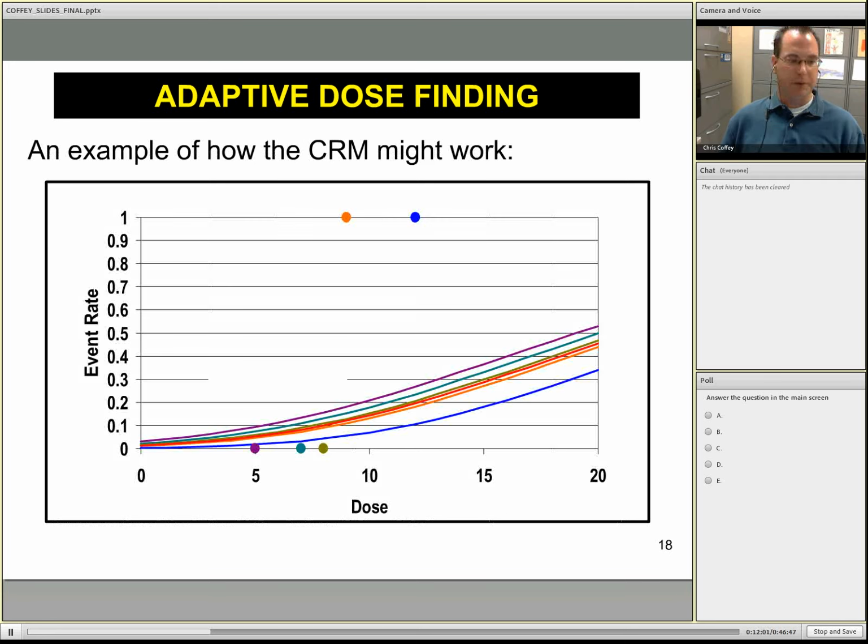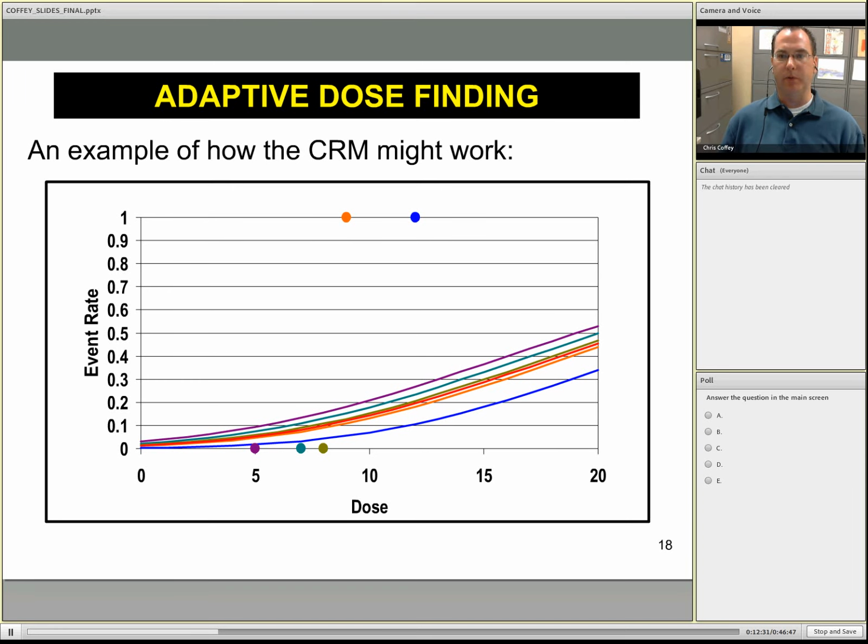When you proceed on, that first subject is the purple dot that you see here. They do not have a dose-limiting toxicity, so you refit the curve, which is the purple line that is higher. So you would then shift the dose toxicity curve down, which would correspond to the blue curve. The blue curve then shows a dose of 12. You would treat the next subject at a dose of 12. The blue dot indicates that they had a dose-limiting toxicity. You would refit the curve, and then eventually you would iterate.